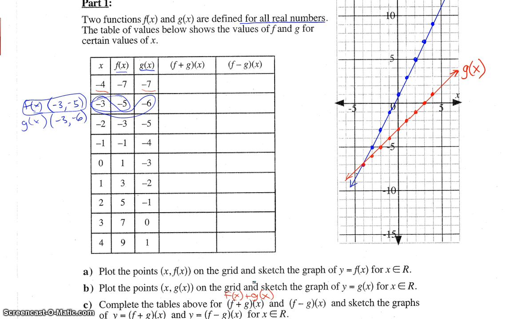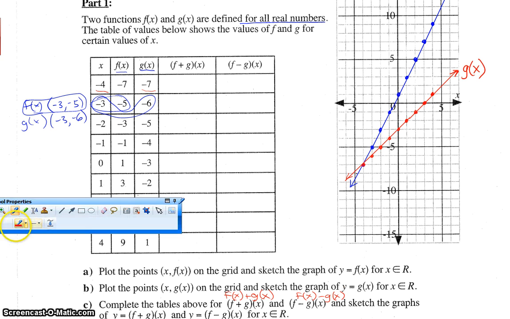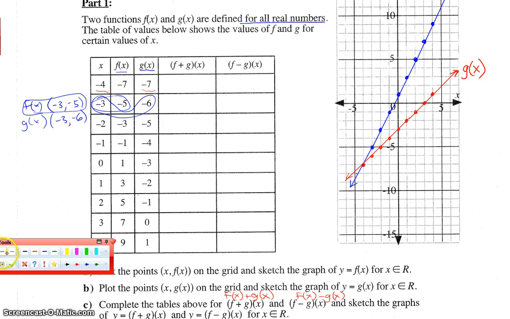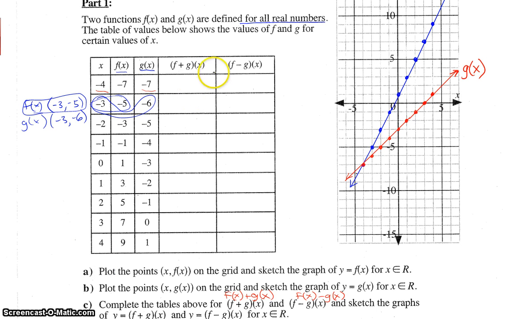Okay, and for f minus g of x, that would be f of x minus g of x. And then sketch the graphs of each of those. Okay, so to figure that out, for f plus g of x, we're going to add the y values of f of x and g of x. That basically is what that means.